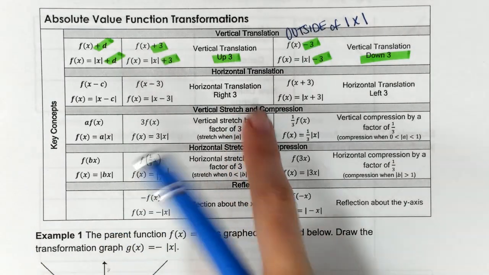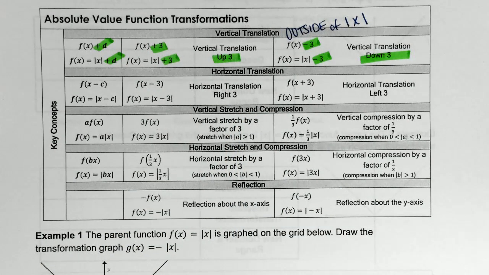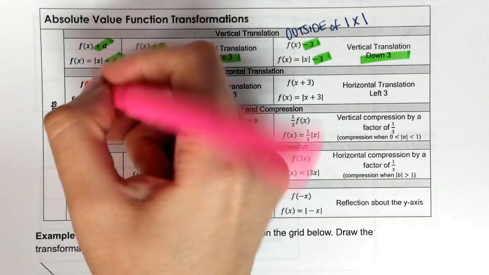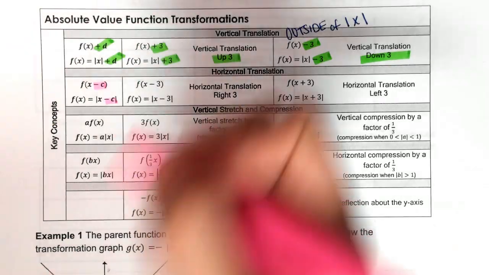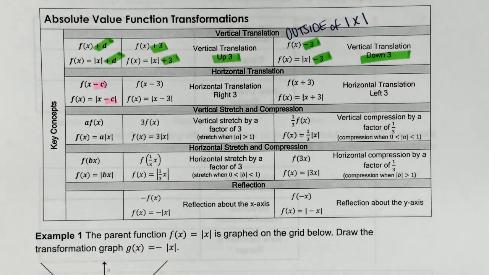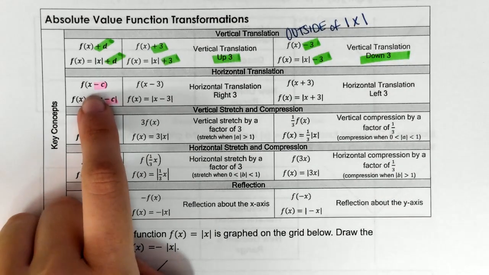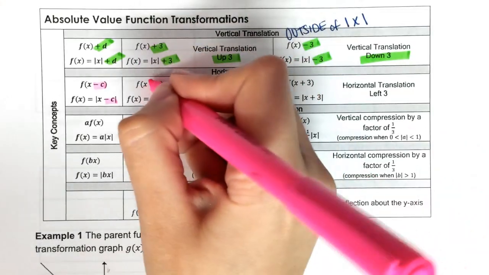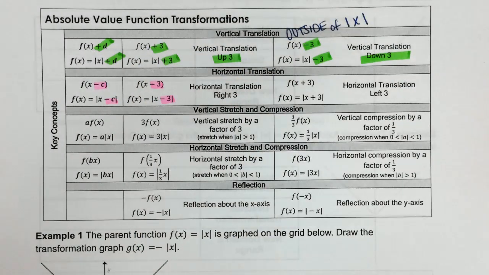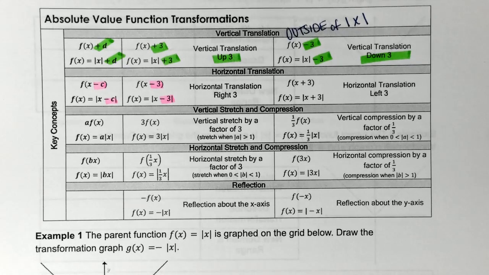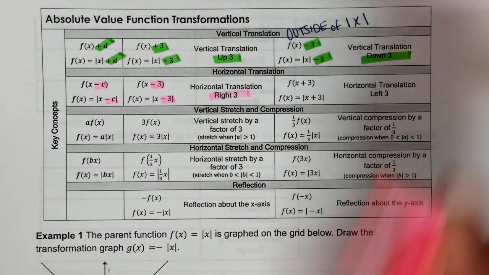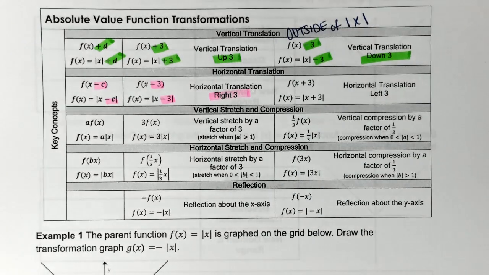Conversely, I look at my horizontal transformations. For my horizontal transformations, I can see that I am inside the absolute value bar or inside the function notation. So this time when I have a -3, I see the -3 is either inside the parentheses or inside the absolute value bar. And horizontal transformations, it kind of goes by their name, go left and right.